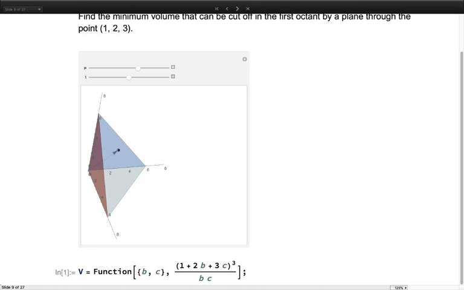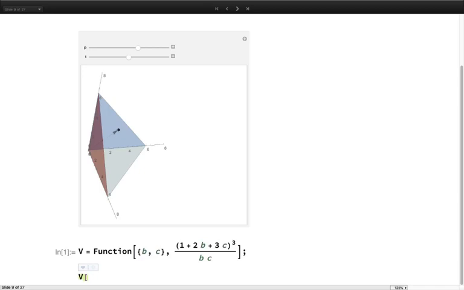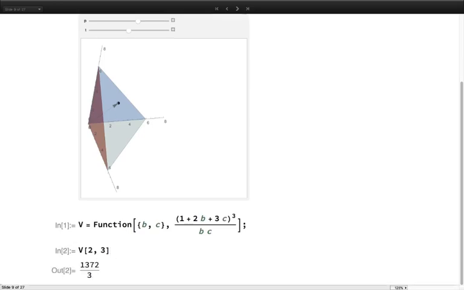We can test out some values by simply sticking in values for B and C using the square brackets. Shift-Enter to evaluate. All right, there's our volume for values of 2 and 3.